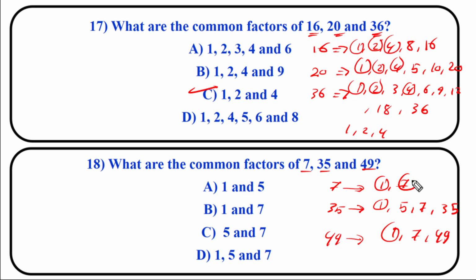Now circle the common factors: 1, 7. The common factors of 7, 35, and 49 are what? 1 and 7. The correct answer is B.